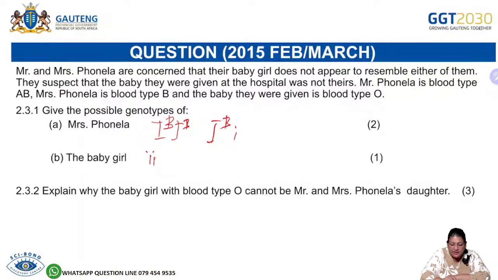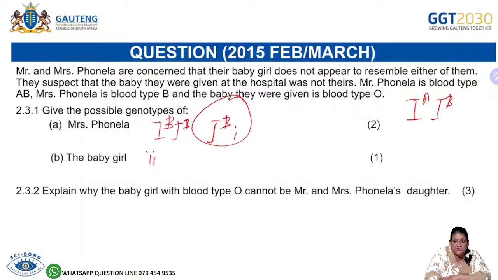Now explain why the baby girl with blood group O cannot be Mr. and Mrs. Fonella's daughter. Let's look at Mr. Fonella's blood group. He's AB. Mr. Fonella is AB, which means he's I to the power A and I to the power big B. If this baby is small i small i, then Mrs. Fonella, for her to be B, had to be this genotype. She couldn't be this. She could be this or she could be this.